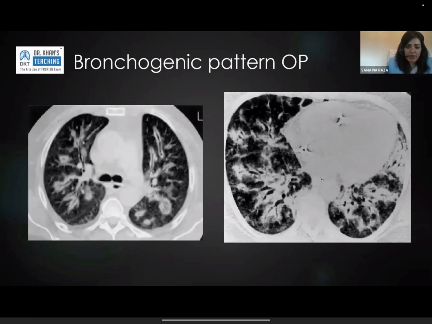It's also very rare to see this appearance because in real life, more commonly when you have this, you have subpleural consolidation as well. This is a very specific pattern of OP, rarer, but it obviously becomes easier to diagnose because you can't really call this infection or anything else, can you?